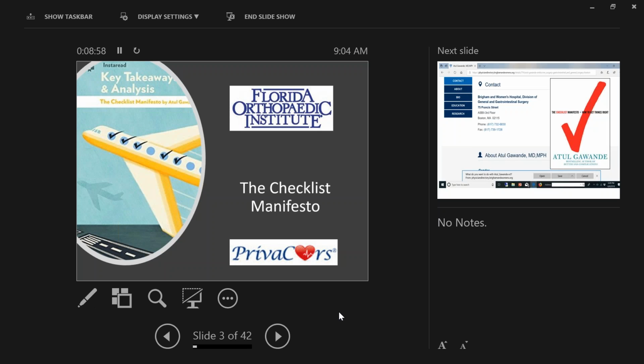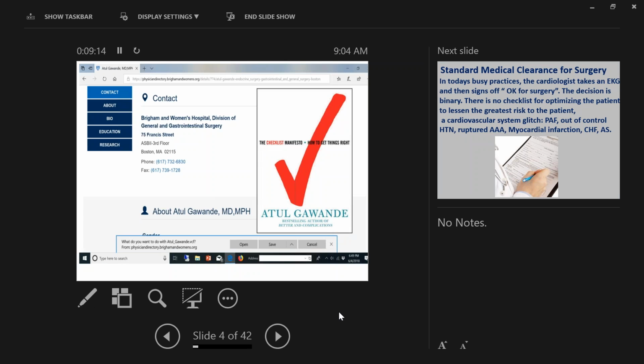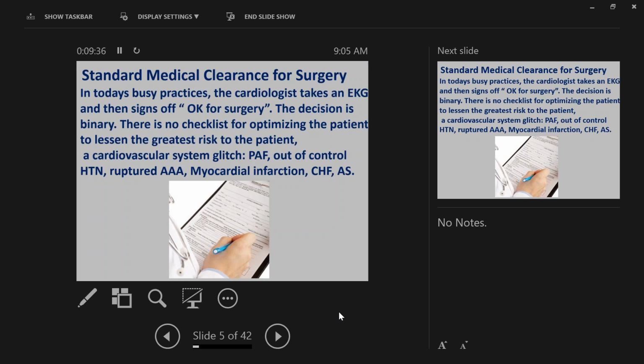There has been some great work done by Atul Gawande, and actually I've got a call in for him. He popularized this book called the Checklist Manifesto, How to Get Things Right, and he used as a model the airlines and airplane pilots and mechanics. Dr. Gawande is a surgeon who does endocrine surgery, and he's at Brigham and Women's Hospital.